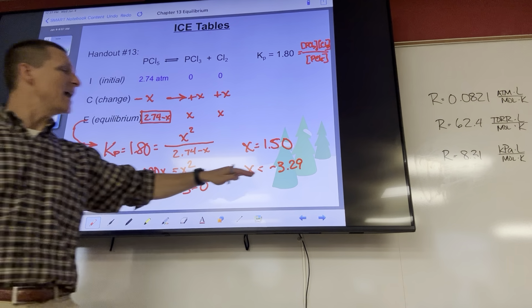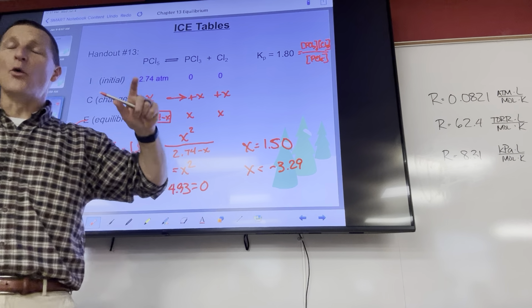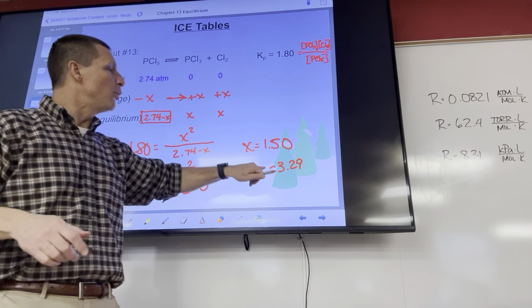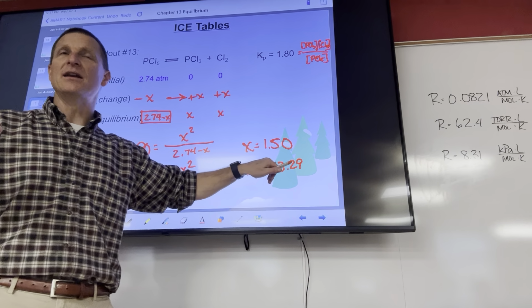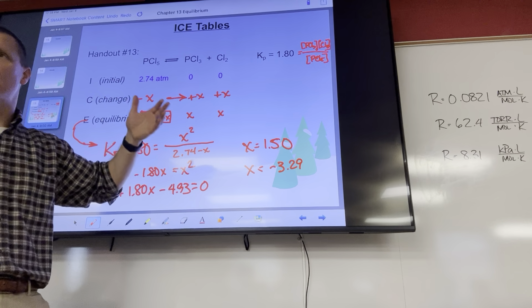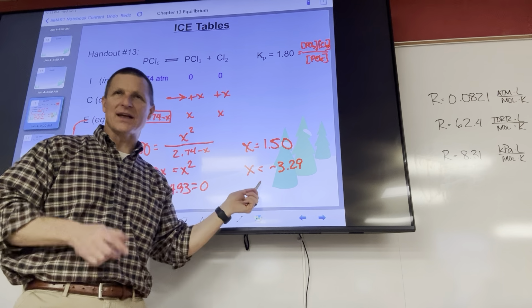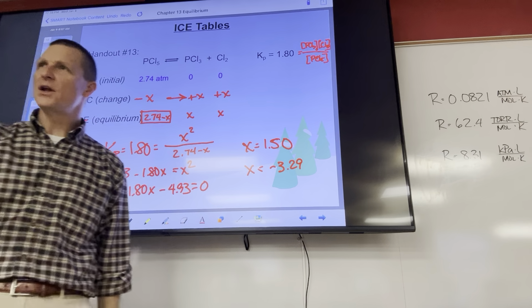Right. We haven't gotten there yet. We have two values for x. I told you one of them will always be bogus or no good. A negative 3.29 is the one that's no good because you cannot end with anything having a negative pressure or concentration. So if you get a negative, that's the one that is thrown out. Iria?